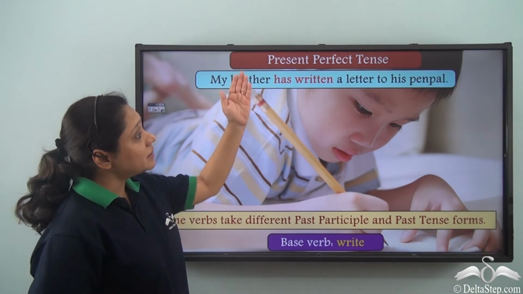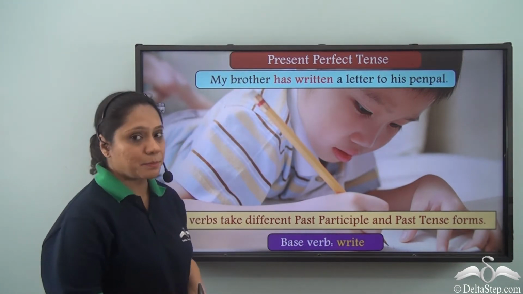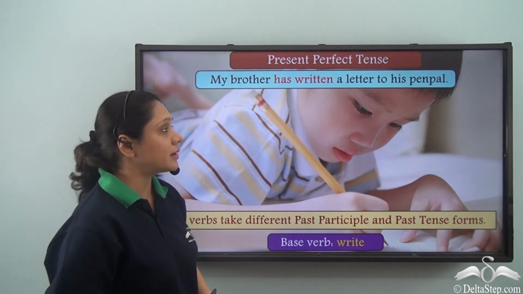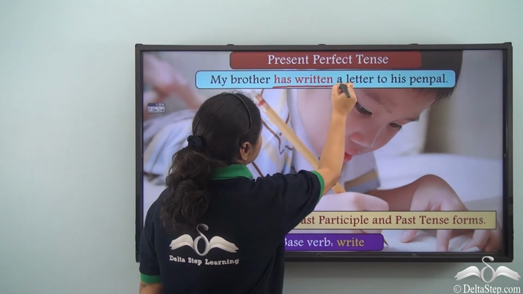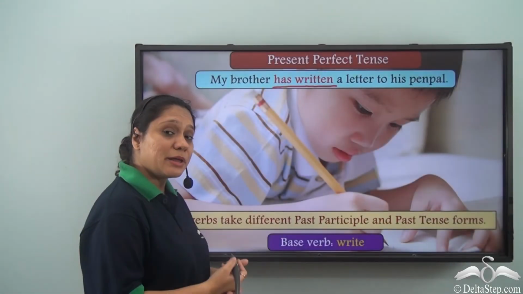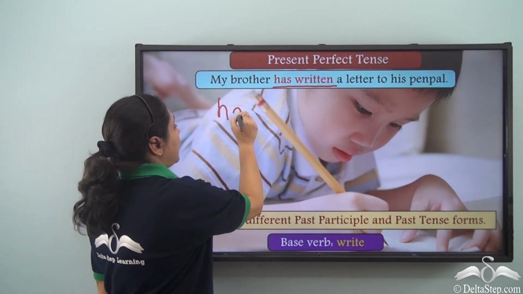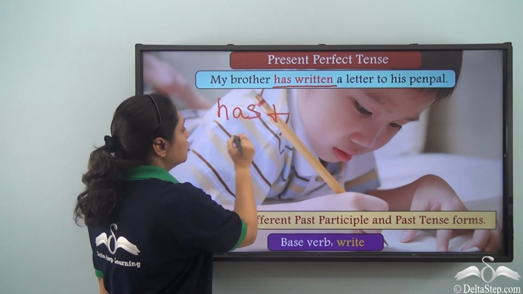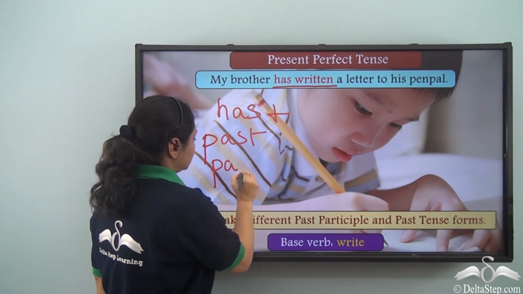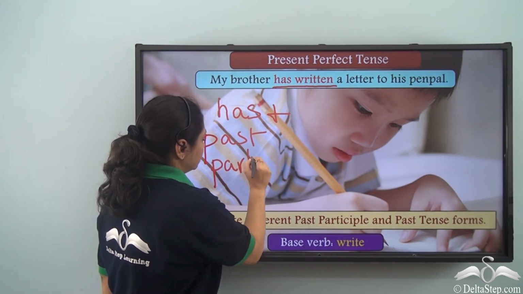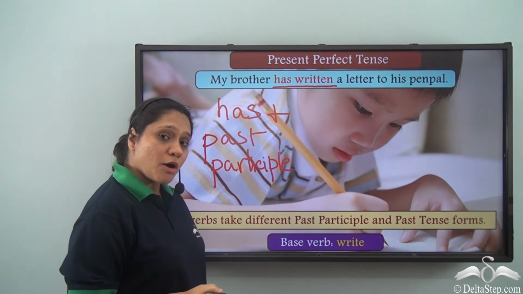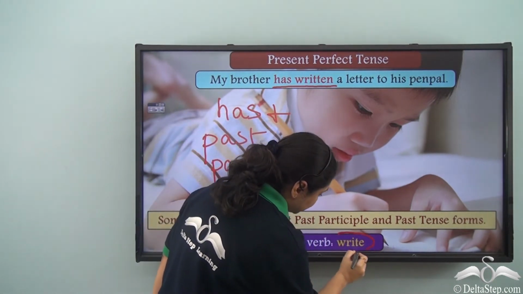Now let us understand the present perfect tense with some examples. My brother has written a letter to his pen pal. Has written is the verb which is in the present perfect tense. It has been formed by adding has to the past participle form of the base verb write.